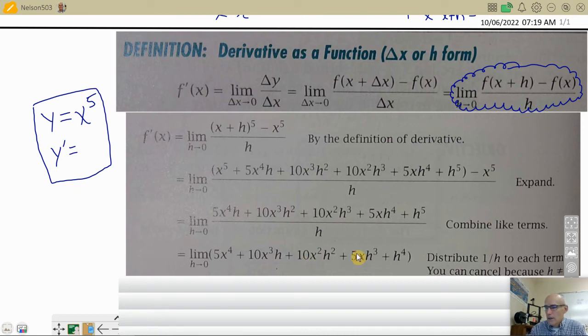Now think about this for a second. What just happened to the h right here? These h's divide out to 1. And so I end up with 5x to the fourth, and then all of these other terms have an h in them.